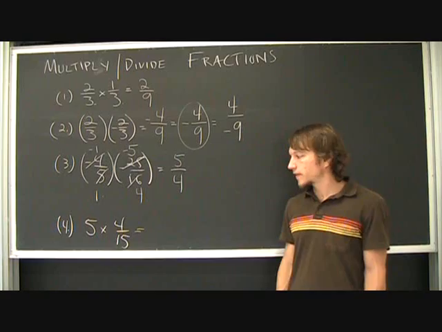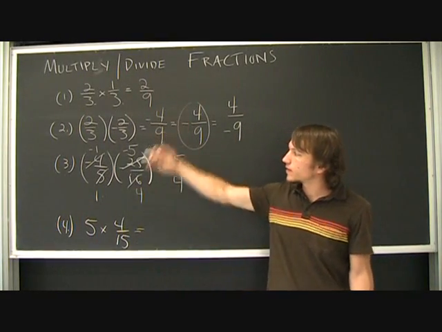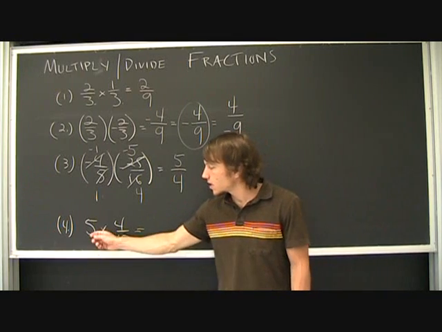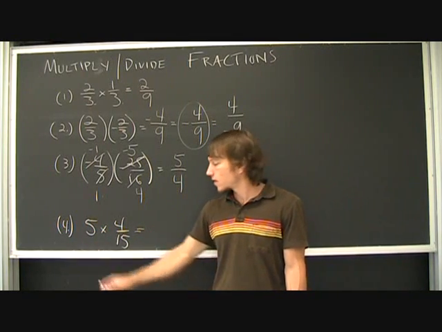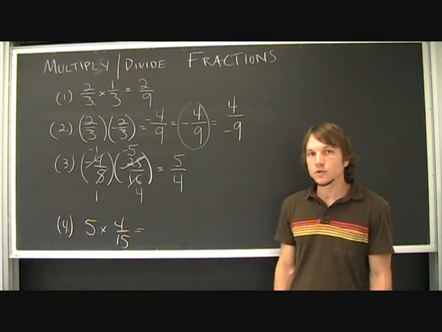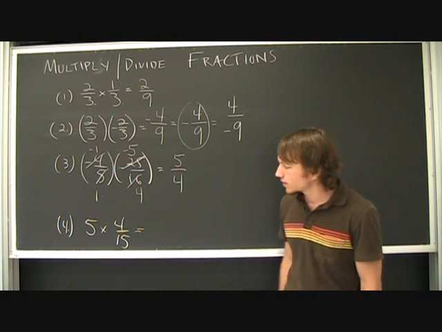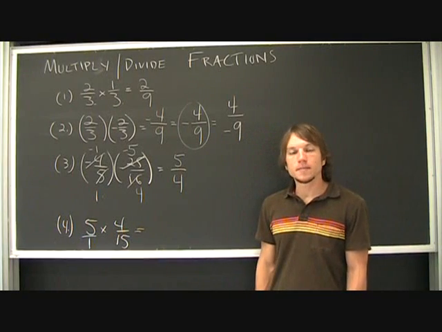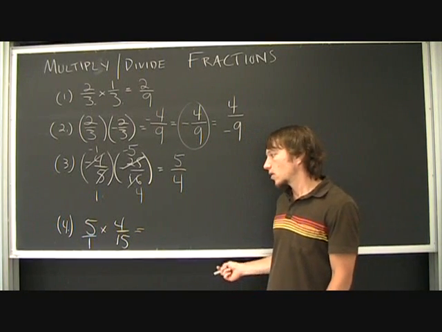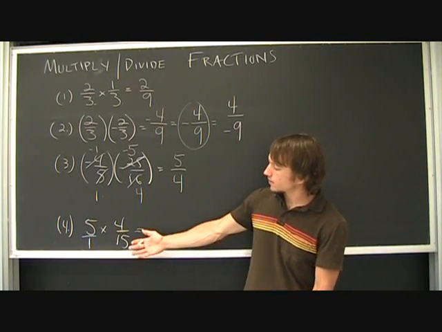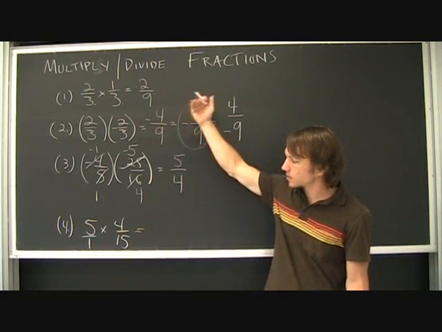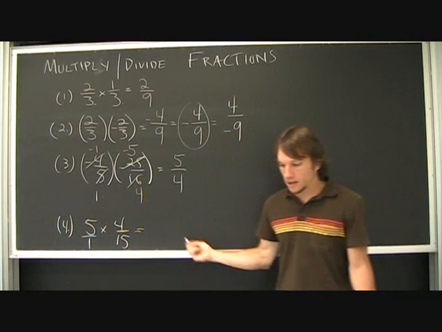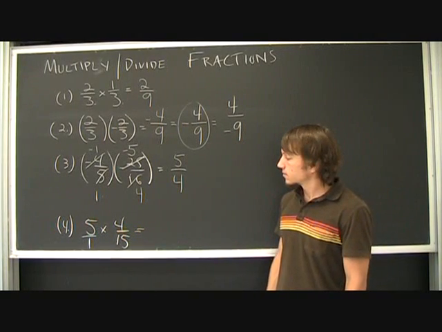So 5 times 4/15, that one looks a little different than my previous examples because that's not a fraction, right? This is an integer from the last video, right? So I got an integer times a fraction. So what can I do? I can always make an integer a fraction. 5 and 5/1 are the same thing, okay? So once I do that, now it falls in line. I can do the exact same process I did with the previous examples. Multiply. Numerator, numerator, denominator, denominator, and get my answer.